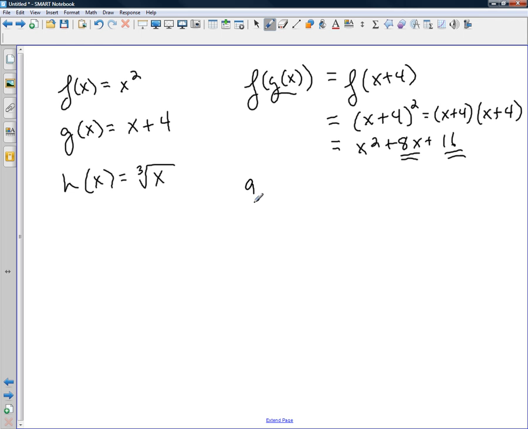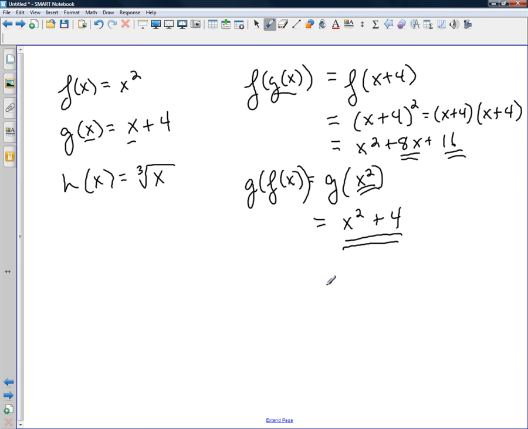That's going to be quite different than g of f of x, because g of f of x would mean take the g rule and apply it to what f of x is, and f of x is the same thing as x squared, and then the g rule says take whatever you've got and add 4 to it. So now we've got x squared within the parentheses, so we get x squared plus 4, something quite different.